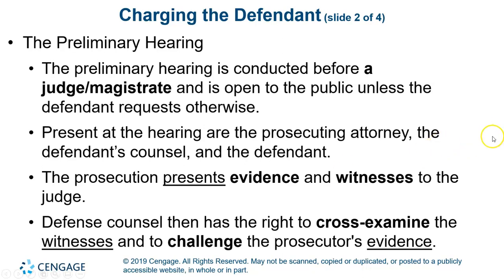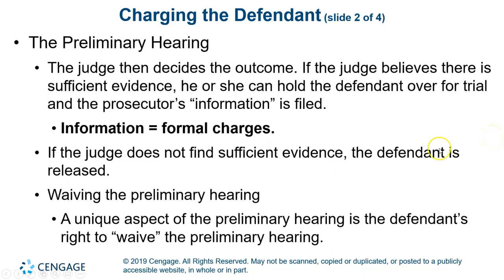Okay, so it's kind of like a little mini baby trial. And then the judge decides the outcome. If the judge believes there's sufficient evidence, he or she can hold the defendant over for trial, and the prosecutor's information is filed. Information equals formal charges. If the judge does not find sufficient evidence, the defendant is released.